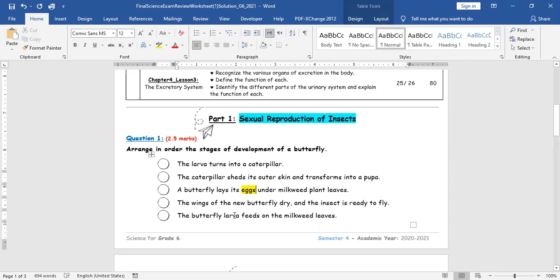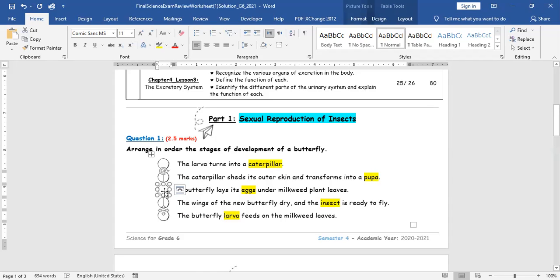A larva hatches out of the egg and it feeds on the leaves. The larva grows fast and then it turns into a caterpillar. Then the caterpillar transforms into a pupa. After a while, the adult comes out of the pupa, and then the adult insect is ready to fly. So here we're talking about the metamorphosis of a butterfly.